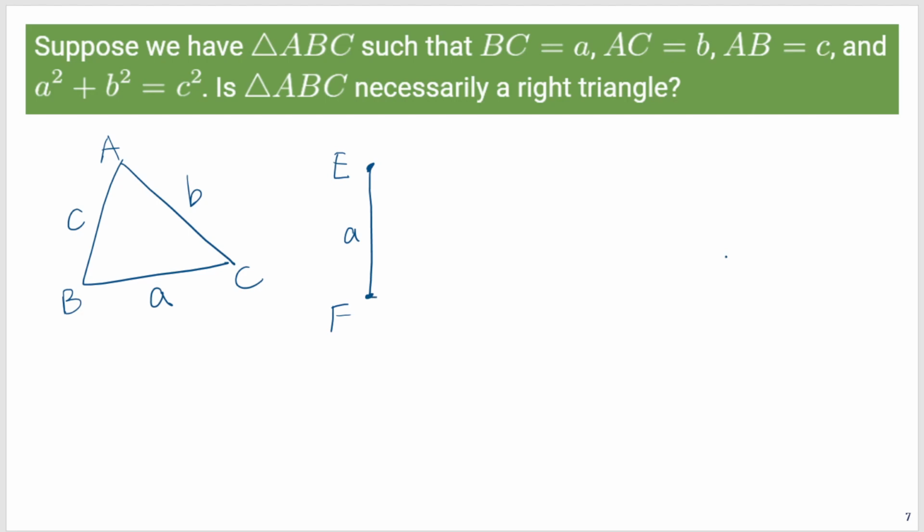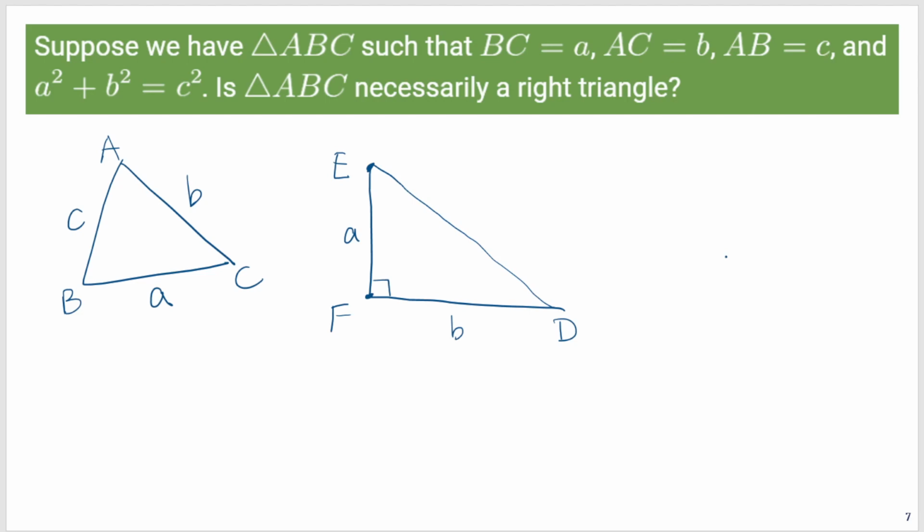We could also draw a line that is perpendicular to EF, make this angle be 90 degrees, right? Also, we can draw DF equals B. This is also possible, right? Then we connect E and D.